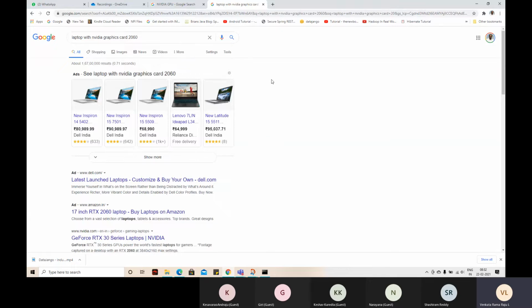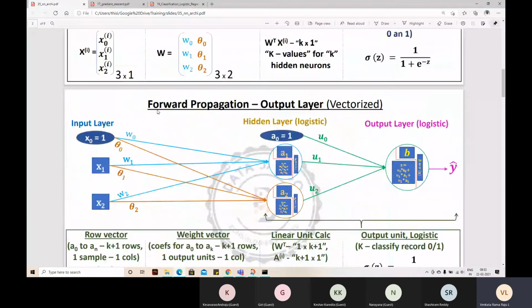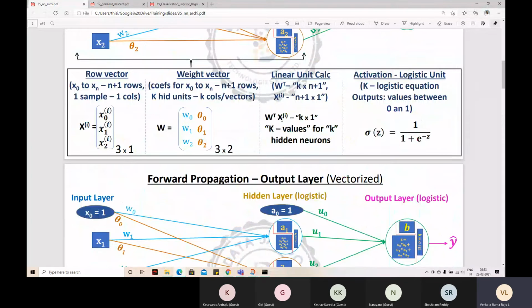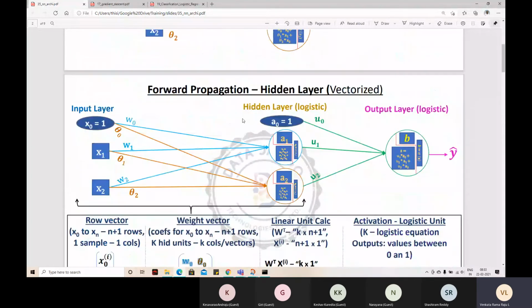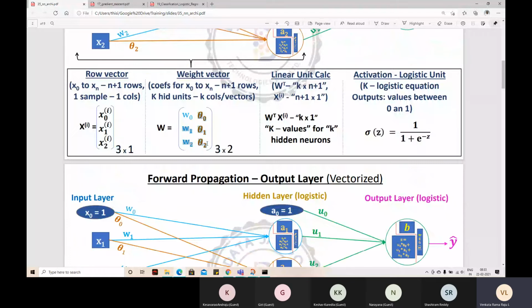An NVIDIA GPU is definitely needed to do deep learning. You can do it on your normal laptop also, but it will run very slowly. On a normal laptop with a CPU, it may take 3 hours, but the same program will run in 10 minutes on an NVIDIA GPU computer. So why is an NVIDIA GPU needed? If you look at the calculations here, they're all matrix manipulations. The activation function outcomes are all matrix manipulations, and these will run fast on a GPU.